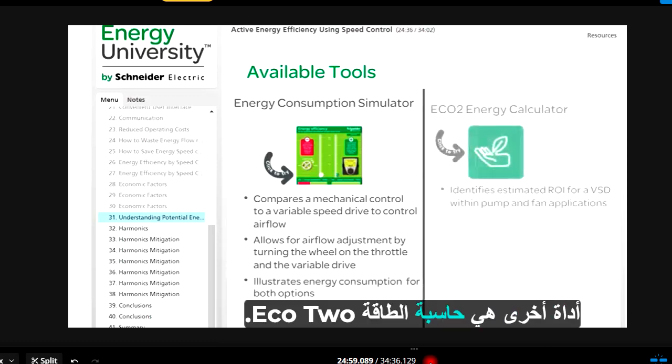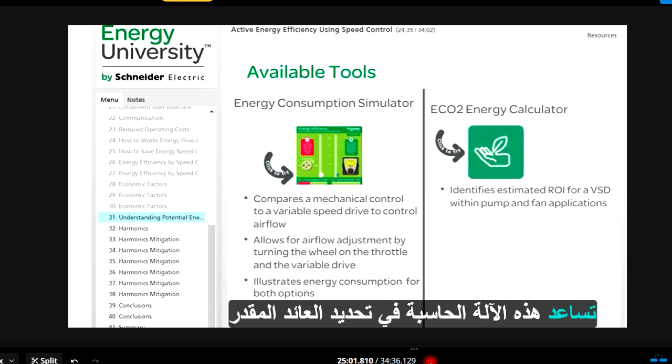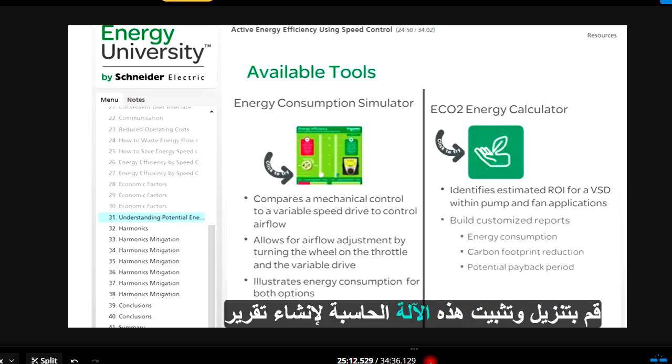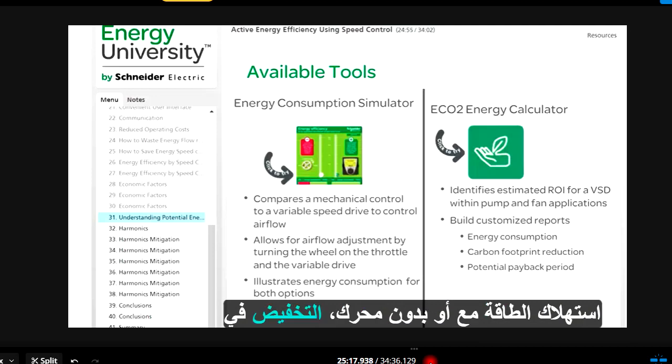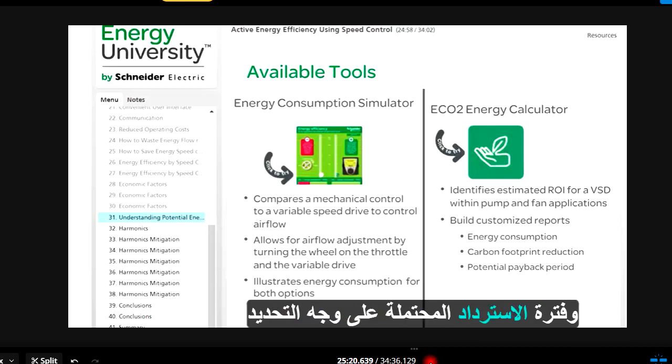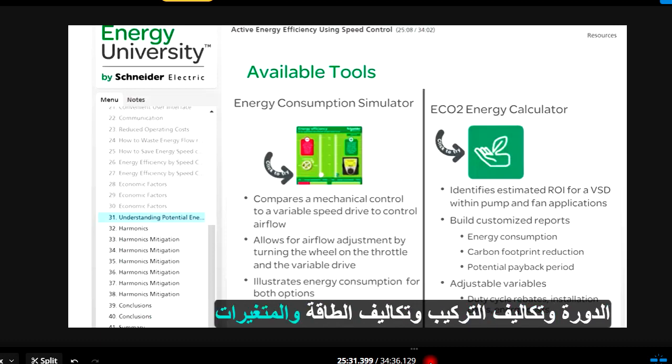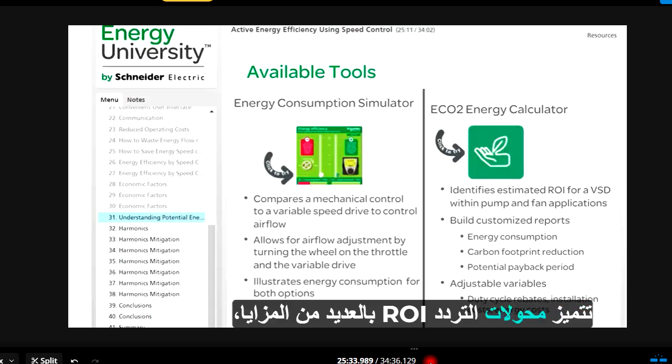Another tool is the ECO2 Energy Calculator. This calculator helps identify the estimated return on investment for a variable speed drive within pump and fan applications. Download and install this calculator to build a customized report to illustrate energy consumption with or without a drive, the reduction in carbon footprint, and potential payback period for specific applications. This calculator features adjustable variables to evaluate how duty cycle rebates, installation costs, energy costs, and other variables change ROI.